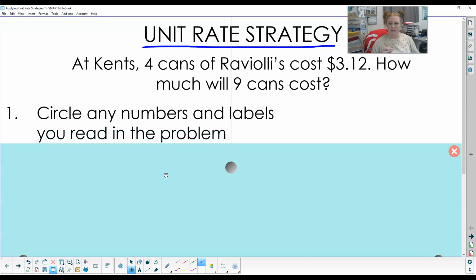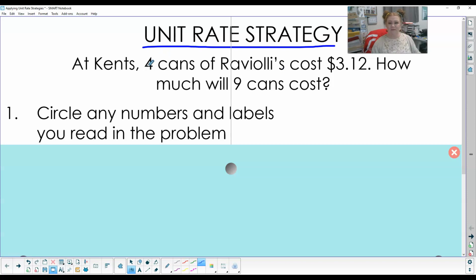So step one is very easy, but very important. We are going to circle any numbers and labels we read in the problem. So when we see a number, we need to identify what is that number related to. So in our problem here, let's go ahead and do that. At Kent's, 4 cans of raviolis cost $3.12. How much will 9 cans cost?